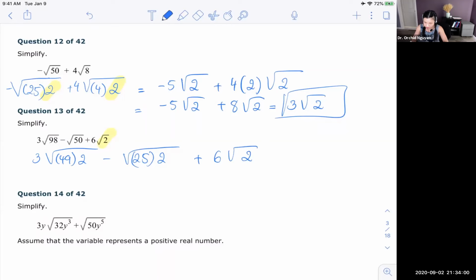So now you take 49 out, that's 7. 7 times 3 is 21. So I do skip one step. Hopefully you understand that. Okay. So what I have is 21 minus 5 plus 6. So that's going to be 22 radical 2.